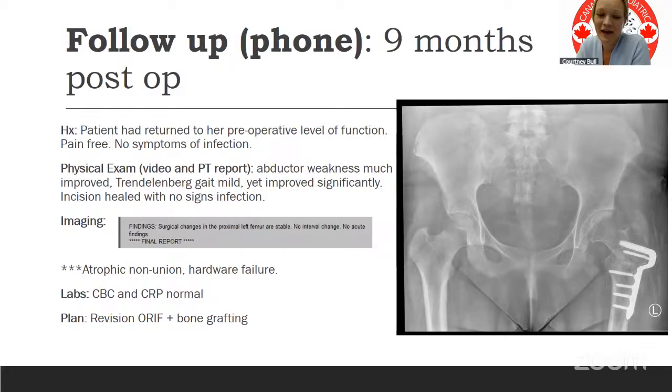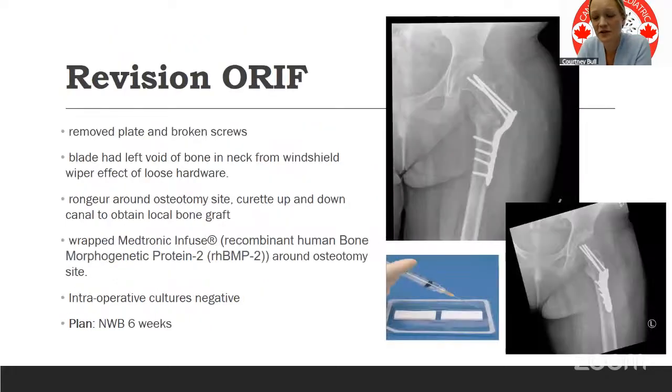So my plan for her at that point was to take her back to the OR to do a revision ORIF and bone grafting. So I took her to the OR. When I got in there, multiple screws had been broken. There was a bit of a windshield wiper effect from the blade that I had removed within the neck, which made placement of my new hardware a little bit difficult because there was a big void within the neck. So I had to cheat my locking screws a little bit in the locking plate so that I could get adequate fixation up the neck.